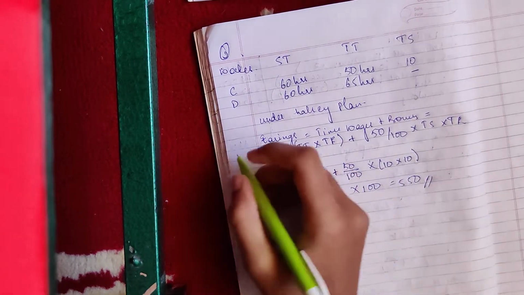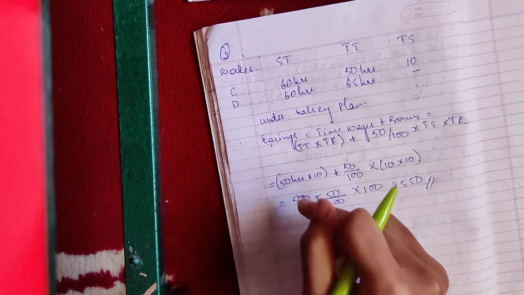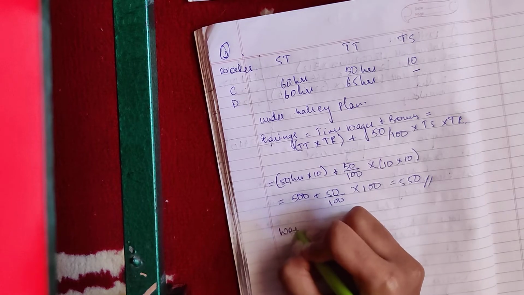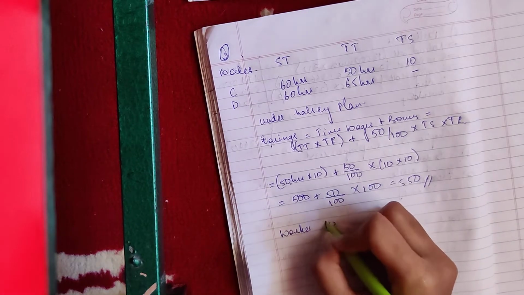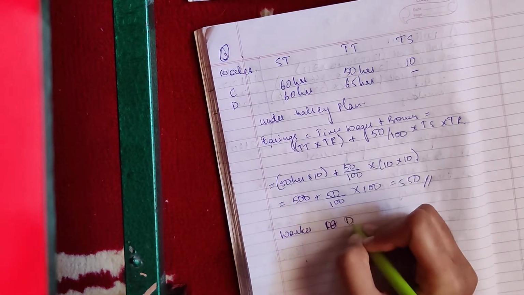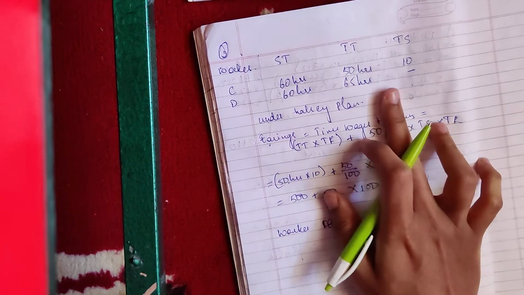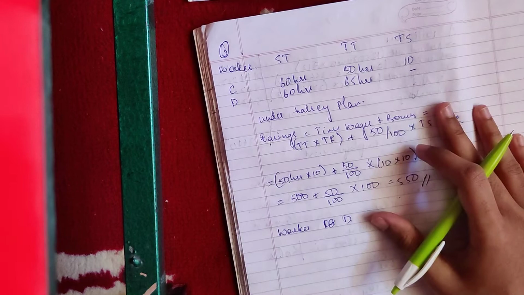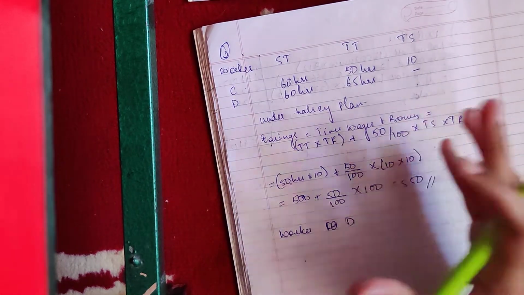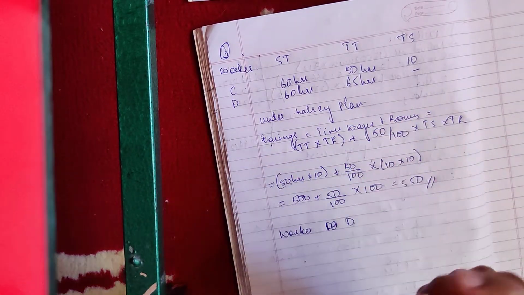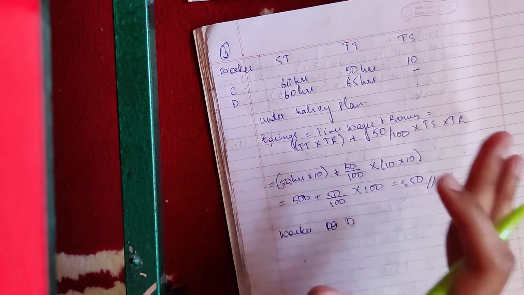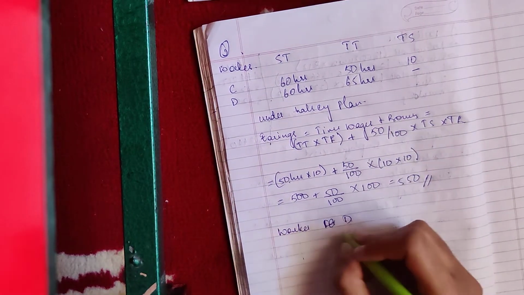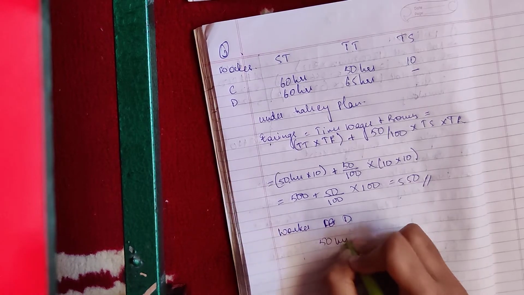This was for worker C, which you calculated. Now you have to calculate for worker D. For worker D, you have to see what is the number of hours which is given to you. Based on the number of hours, you have to see who takes more standard time to complete the job, and only that particular person will earn the necessary wages. Now for worker D, it is 50 hours.